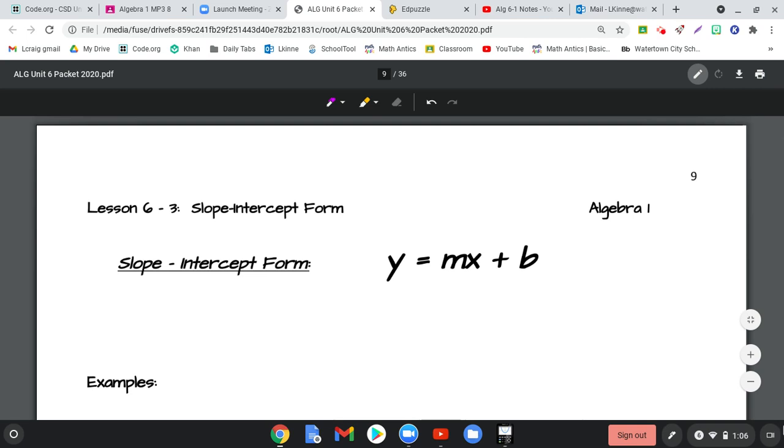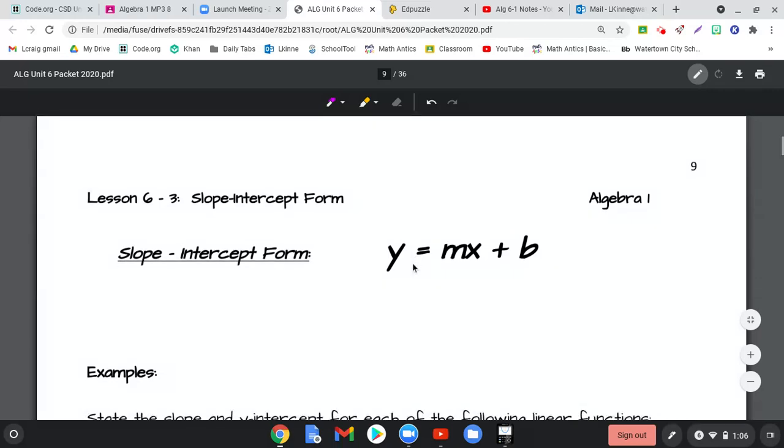Hello and welcome back. We're going to do some more with slope, but now we're going to throw in y-intercept as well. This lesson today is super important. You are going to use this method all the time, not only this year, but in geometry and algebra 2 also. So it's really important that you understand this one.